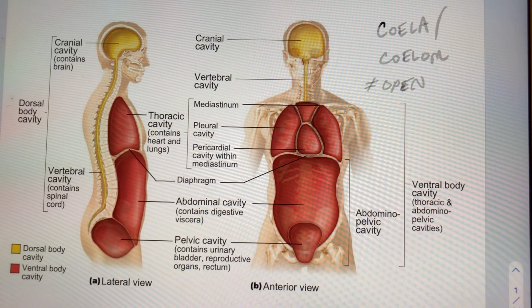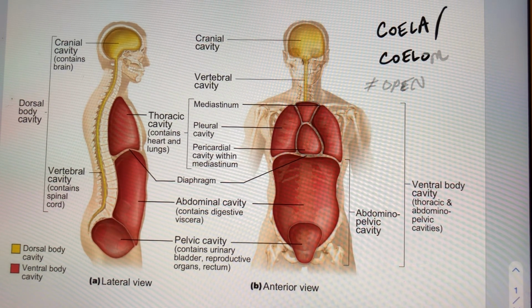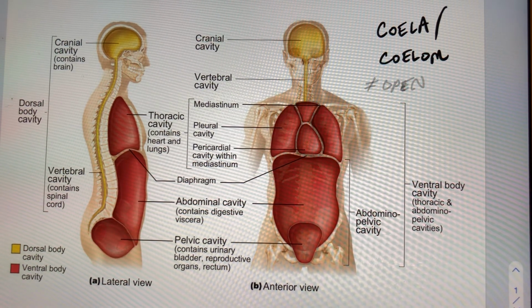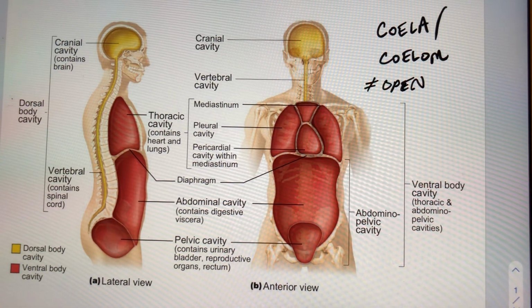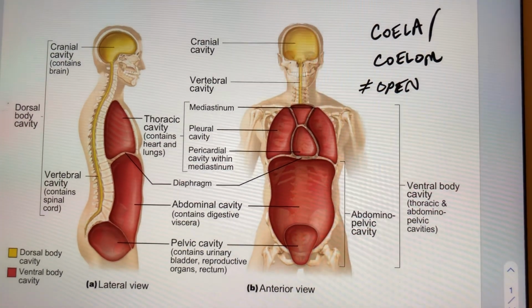But all of these are coela. Coela is plural, coelom is singular. A coelom is an enclosed or internalized body cavity, okay? Whereas the oral cavity, the vaginal cavity, the anal cavity, the nasal cavity, those are all open body cavities or exposed body cavities, okay? And we'll come back to that distinction soon, when we're reviewing mucosae versus serosae.